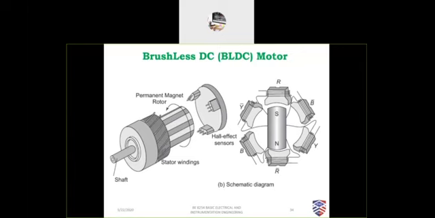See, this is another view. In a drawing, this is the projected view. Shaft, stator winding, and this is the permanent magnet rotor. These are all the Hall sensors. 3 Hall sensors are used in general. So R, Y, B is connected, with B dash, R dash, Y dash. 3-phase connection, and rotor is rotating. It's a schematic diagram, again available in the book.